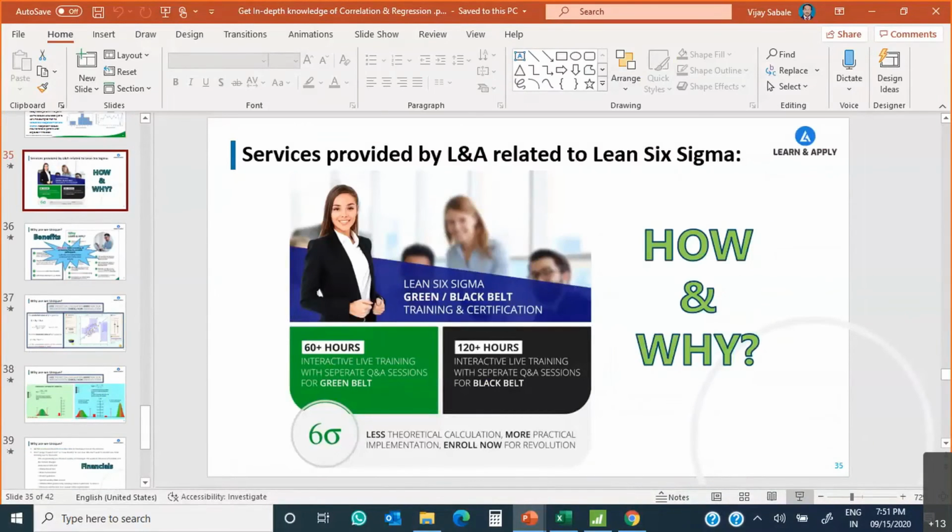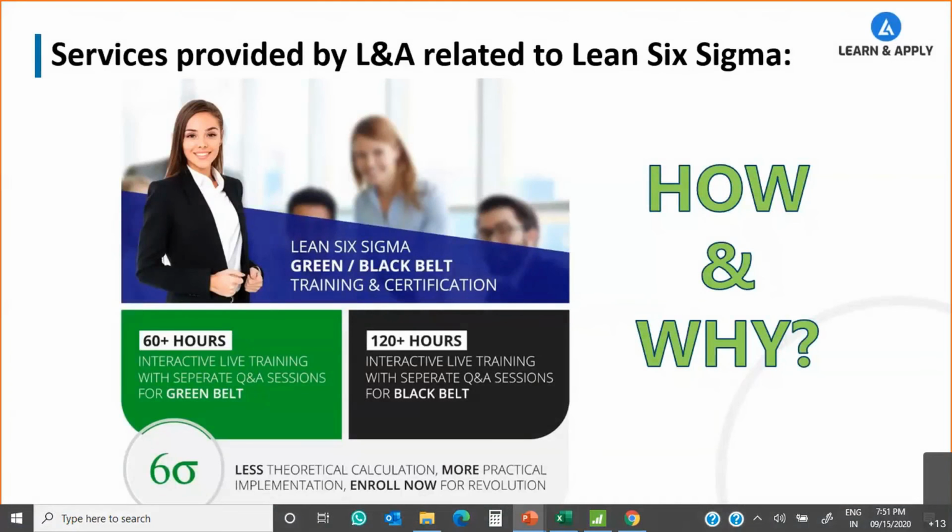So, these are the courses we are having: Lean Six Sigma Green and Black Belt. In Green Belt, we are providing 60 plus hours of weekend training. Of course, it totally depends on the number of participants. If we feel some more duration is required, we increase it. And for Black Belt, we are providing 120 plus hours of training.